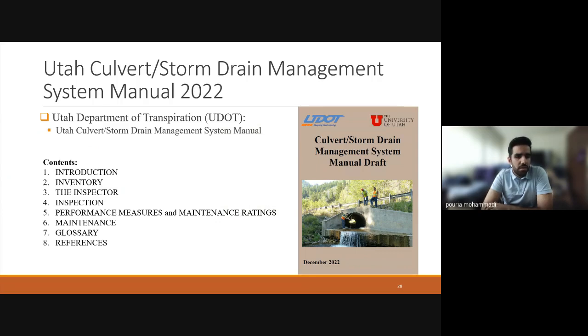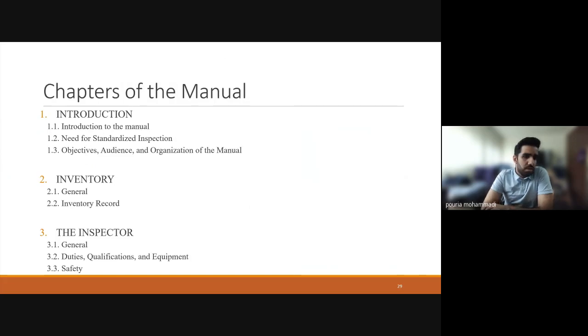Based on the literature review of existing culvert manuals and recommendations from UDOT and specifically Abdul, we propose the following outline. I will go through the contents in the following slides. In chapter one, we provided a basic introduction to the manual sections and highlighted the need of standardized inspection. Also, the objectives, audience, and organization of the manual are presented.